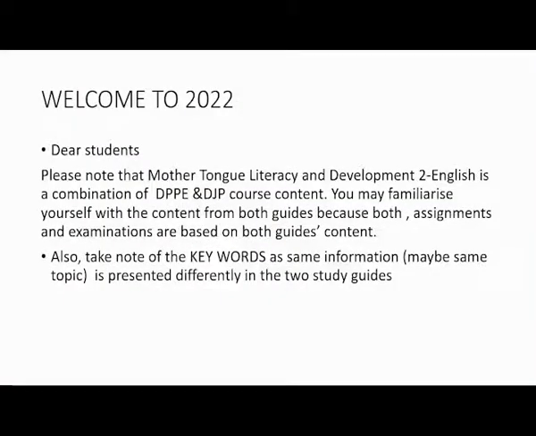Welcome to 2022, and most importantly to this wonderful yet interesting module, Mother Tongue English 2. Dear students, please take note of the following very important information. Please note that Mother Tongue Literacy and Development 2, English, is a combination of the course content for two courses, that is DPPE as well as DJPE.